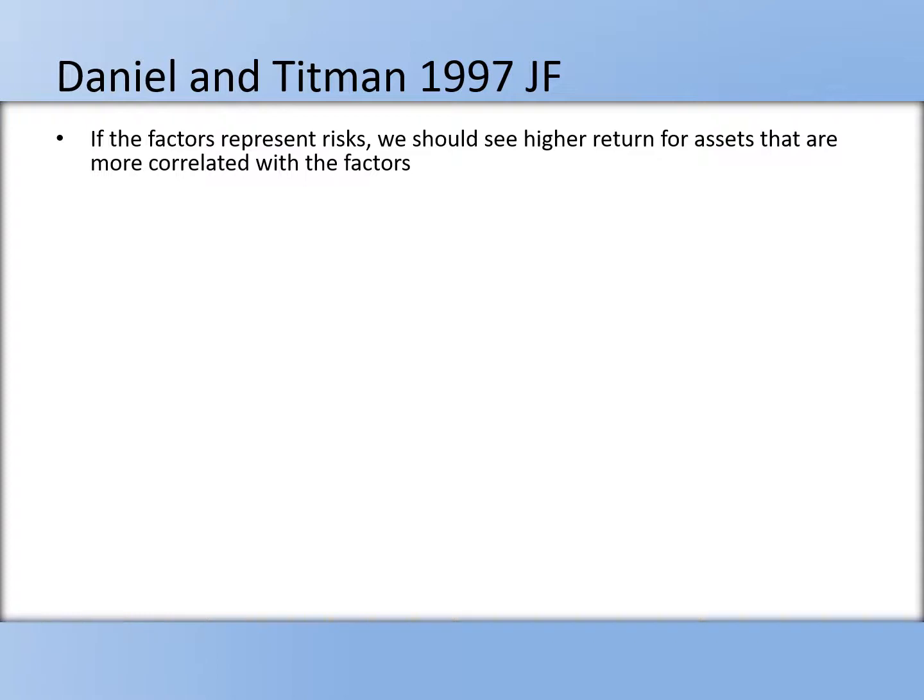Now, Daniel and Titman, 1997, Journal of Finance. In some sense, this course looks a bit like a graduate level course in that we look at a lot of the research papers available. If you're interested in going to graduate school, then an elective course in a master's degree would look like this. You would be looking into research papers instead of a textbook.